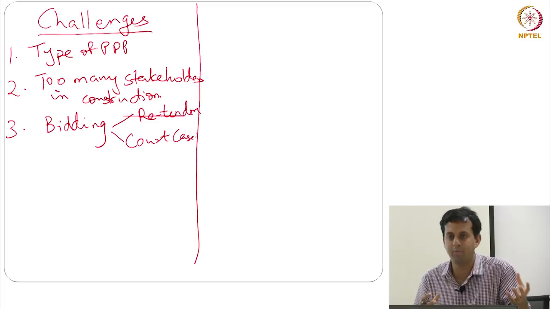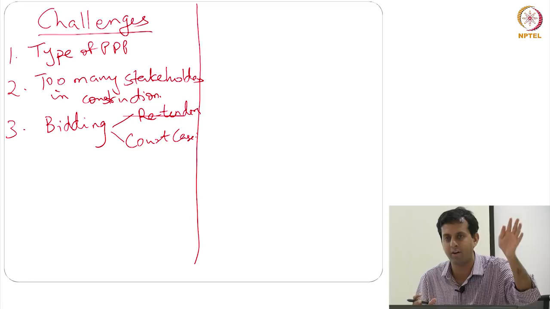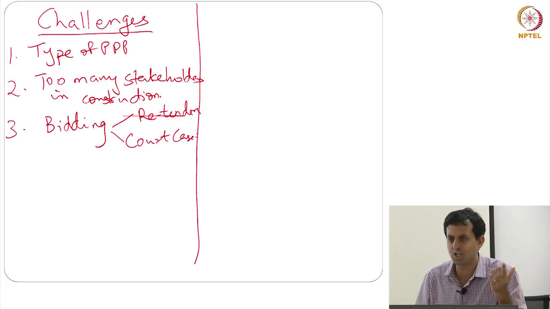Put together, GMR's score was above 80 on whatever scoring mechanism that they had, right? And they had promised, if I recall correctly, just a shade under 40% as revenue share, which means of the revenues that they'll get, 40% will go back to the airports authority, 60% they'll keep, and that's how they'll make their money on the airport. So the court said that's fine, right?